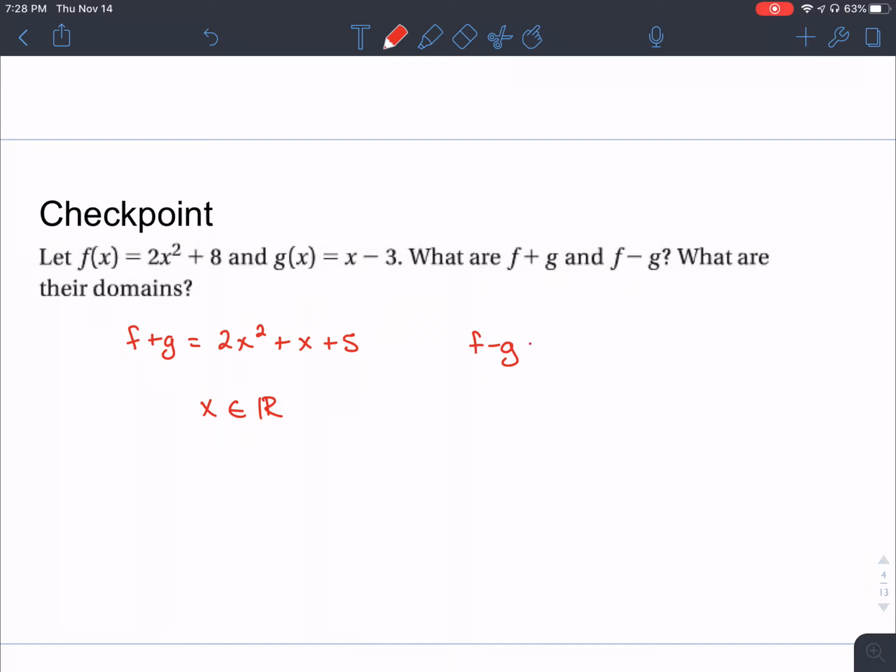F minus g, we end up with kind of the same idea here. We end up with 2x squared minus x plus 11, where x is an element of all real numbers. There's no limit to the domain.